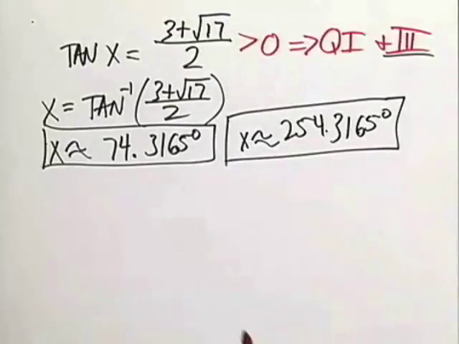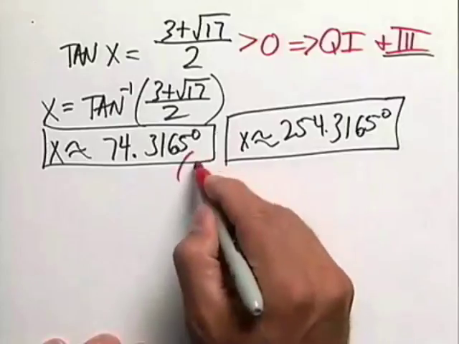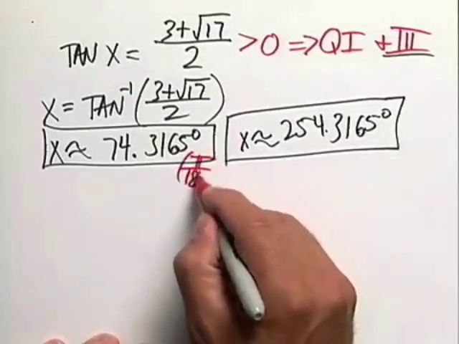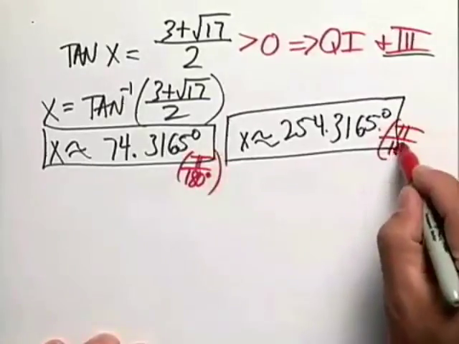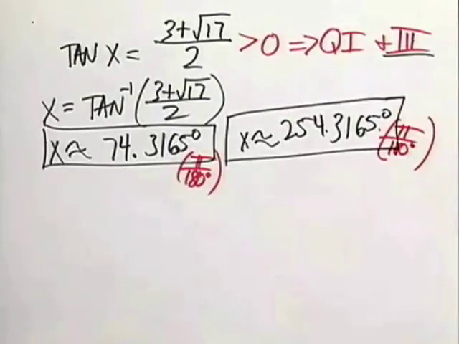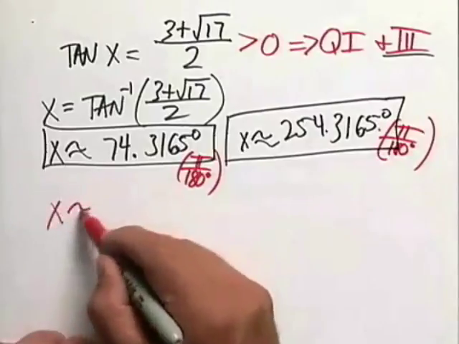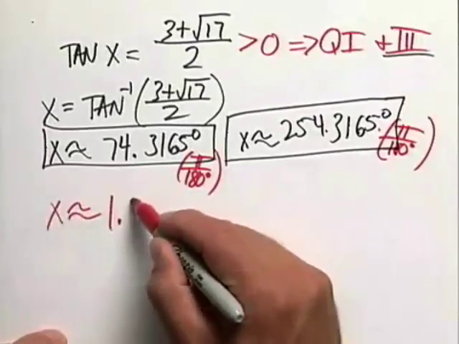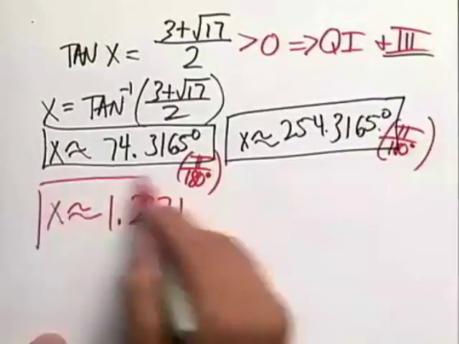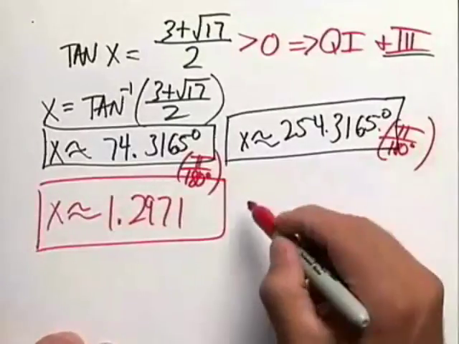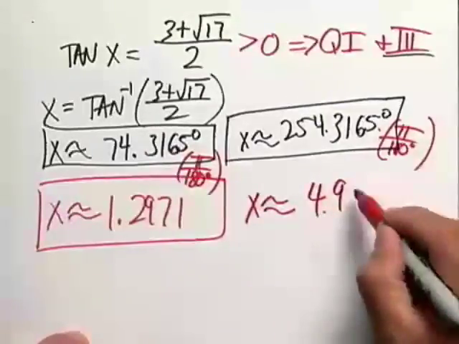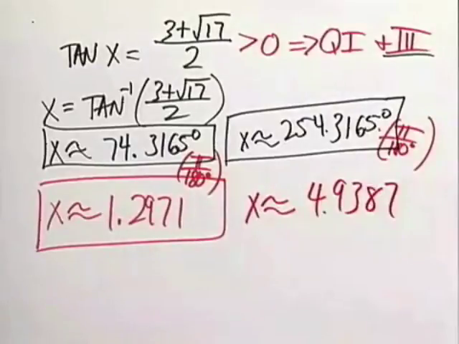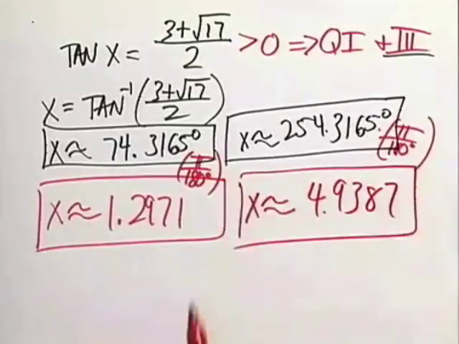Now, remember our directions. We needed our solutions to be between 0 and 2 pi radians, so we'll take each of our solutions in terms of degrees and multiply those by pi over 180, and in doing so, we'll obtain our solutions in terms of radians. For the first one, approximately to 4 decimal places, we get 1.2971. For our third quadrant solution, we get an approximate radian answer of 4.9387 radians, and those are the two solutions.